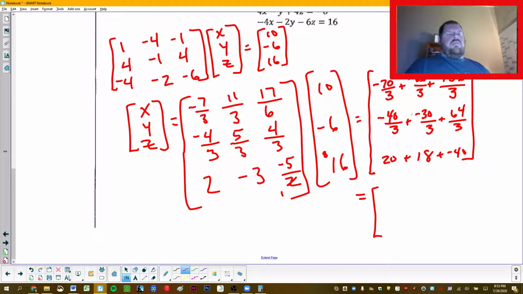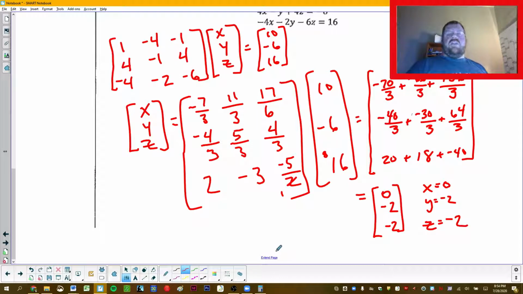This up here is negative 136 plus 136, so that's 0. This is negative 70 plus 64, which is negative 6/3, which is negative 2. And then this one is 38 plus negative 40, which is another negative 2. So the answer to this system of equations would be x equals 0, y equals negative 2, and z equals negative 2.